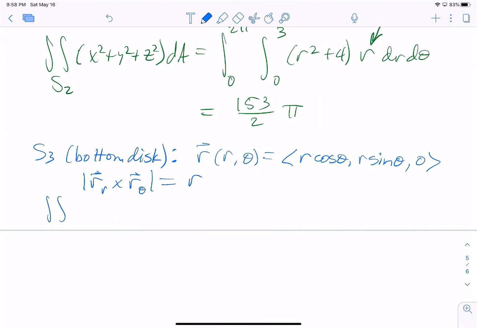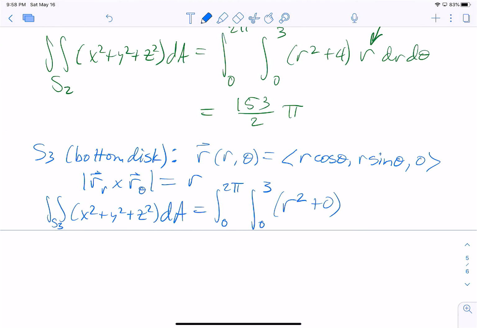And so our surface integral over S3 of x squared plus y squared plus z squared dA is going to equal the integral from 0 to 2 pi of the integral from 0 to 3, that's the disk, times r squared plus 0. You see here, z is 0 for the bottom disk, r dr d theta. Result there is 81 over 2 times pi.